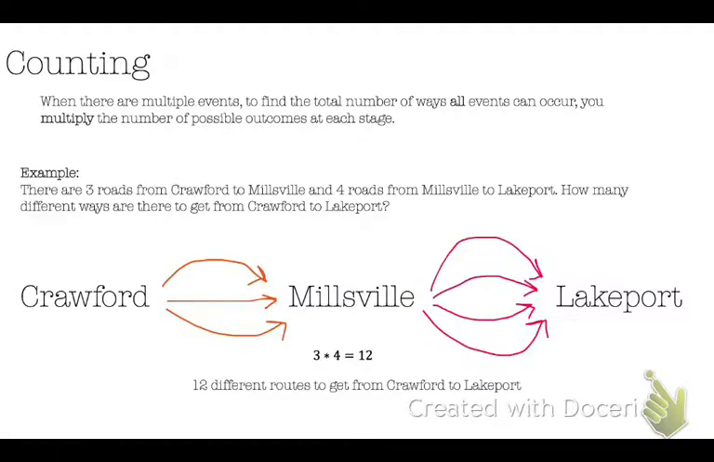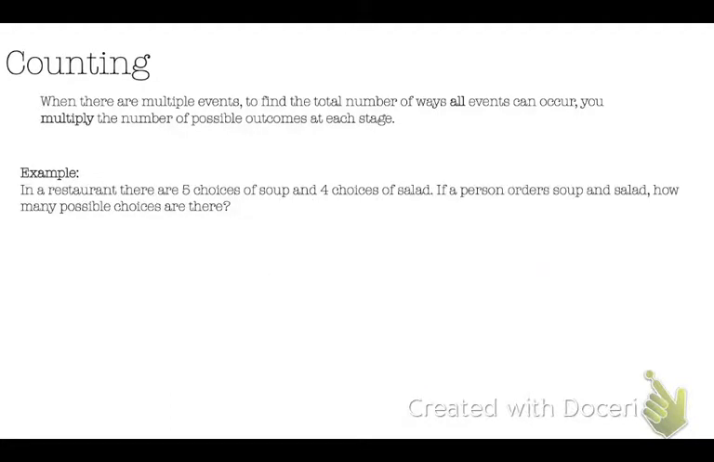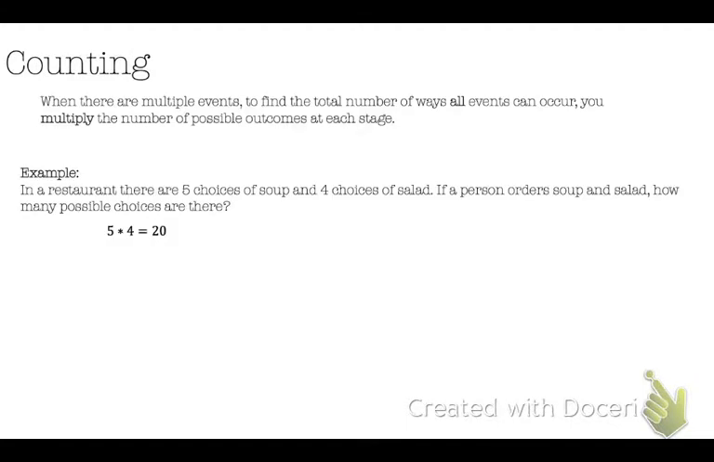Let's look at another example. So there's 12 routes from Crawford to Lakeport. In a restaurant, there are 5 choices of soup and 4 choices of salad. If a person orders soup and salad, how many possible choices are there? Well, if there's 5 choices of soup, we could choose any of the soups, and we could pair any of those soups with one of the salads. So we have 5 times 4, which is 20. So there are 20 possible choices for a soup and salad.